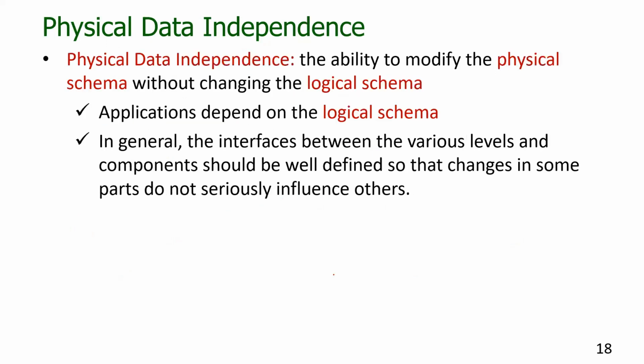Then we have data independence. First, physical data independence: the ability to modify the physical schema without changing the logical schema. So that is physical data independence. Here, applications depend on the logical schema. In general, the interfaces between various levels and components should be well defined so that changes in some parts do not seriously influence others. So that is physical data independence.